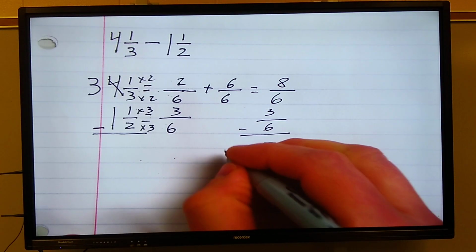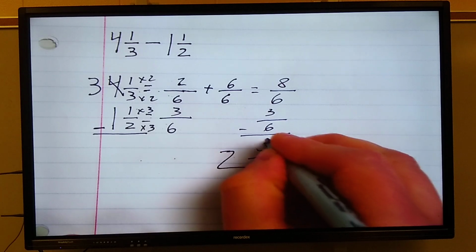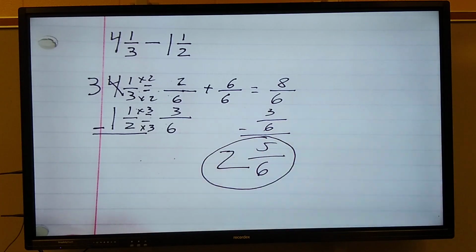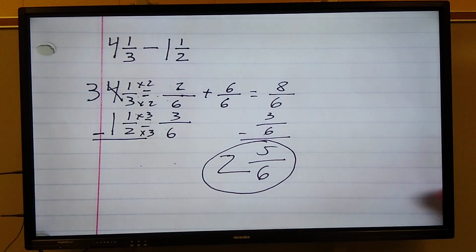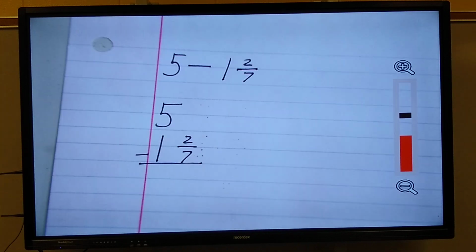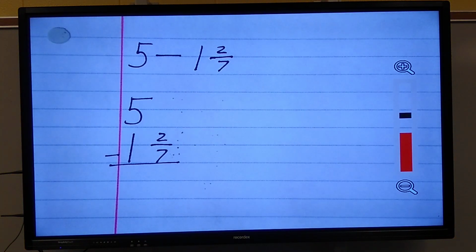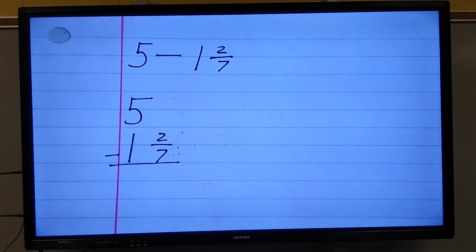3 minus 1 is 2. There is my answer. 2 and 5/6. One more beautiful problem. Let's see if you remember how to do this. 5 minus 1 and 2 sevenths. And of course, you will have to borrow. Do that now. Pause the video.